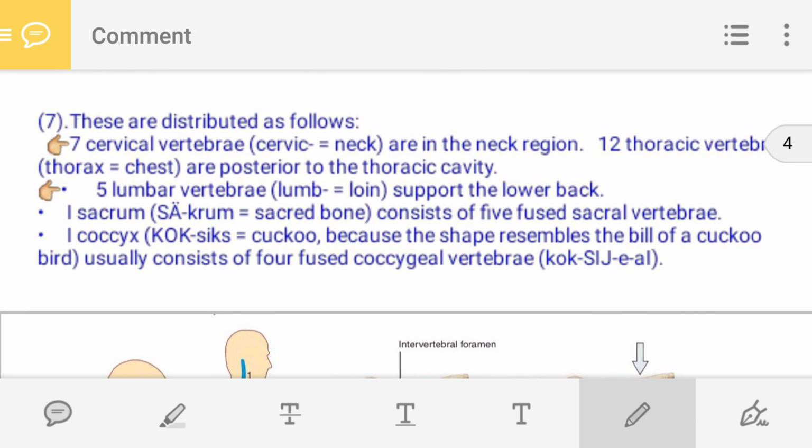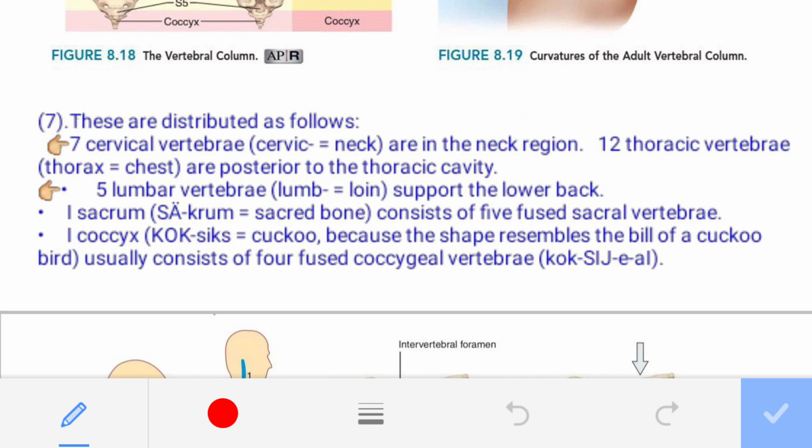Point number 7, the names of the vertebra. Okay, so the first 7 vertebra, 1 2 3 4 5 6 7, these 7 vertebra are present in our neck region. Cervix means neck, and they are known as the cervical vertebra. The first 7 vertebra are the cervical vertebra. In the figure I will show you all these vertebrae, but right now I am telling you the names.